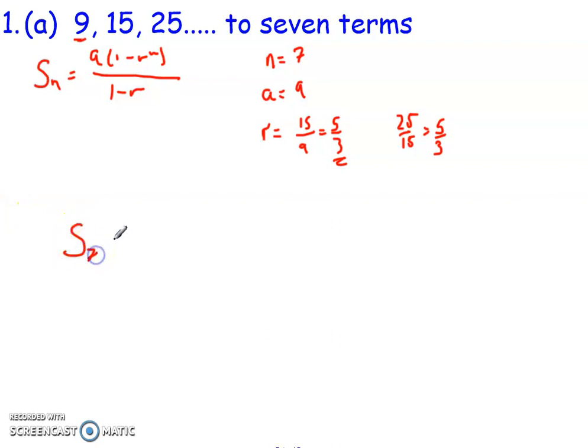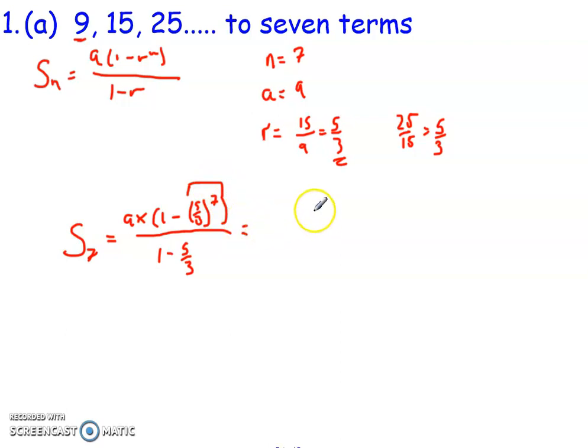So the sum of the first 7 terms of the sequence is equal to a, so that's our first term, which is 9, times, in the bracket, 1 minus 5/3 to the power of 7, all over 1 minus 5/3. As I said, you just plug it in the calculator at this stage. Just be careful with this bit. I've seen errors come when people put this into a calculator. They forget the brackets around it, and it ends up doing 5 to the 7 divided by 3. Just be wary of that when you plug it into the calculator.